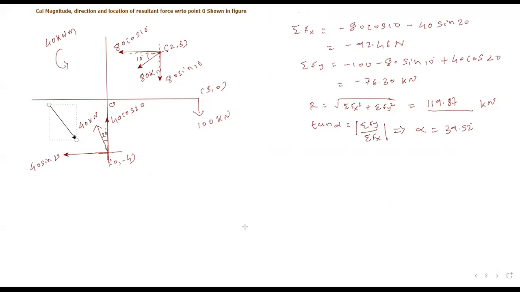Say this is your resultant force R, and this is your distance D. This is your distance D from O, which is a perpendicular one. Which is a perpendicular one. Is it okay? Please confirm me.